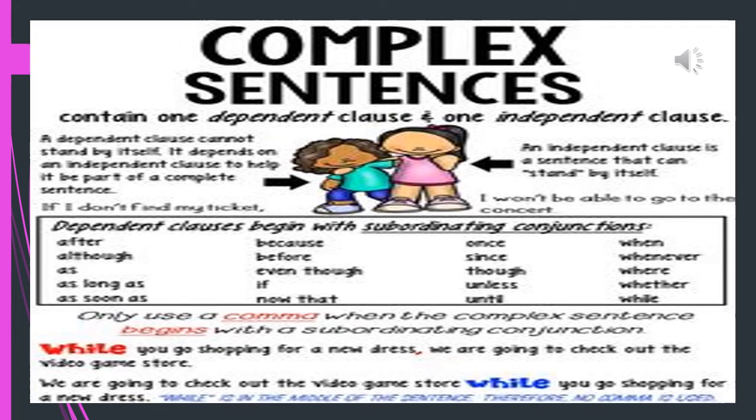Here in this table, you can see a list of subordinating conjunctions which we are using to make complex sentences. After, although, as long as, as soon as, because, before, even though, if, now that, once, since, though, unless, until, when, whenever, where, whether, while. So these are the subordinating conjunctions which we are using to make complex sentences. Just do remember one thing, only use a comma when the complex sentence begins with a subordinating conjunction.